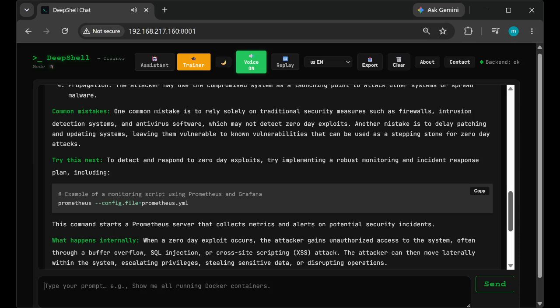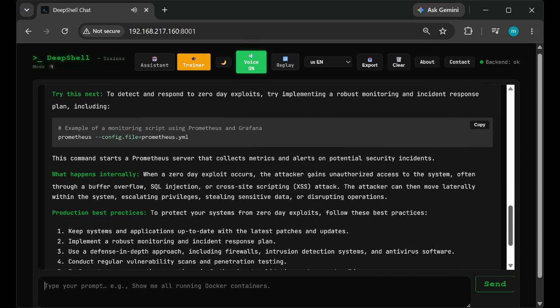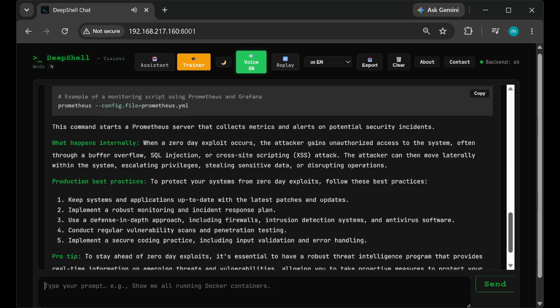Try this next. To detect and respond to zero-day exploits, try implementing a robust monitoring and incident response plan, including this command, which starts a Prometheus server that collects metrics and alerts on potential security incidents.